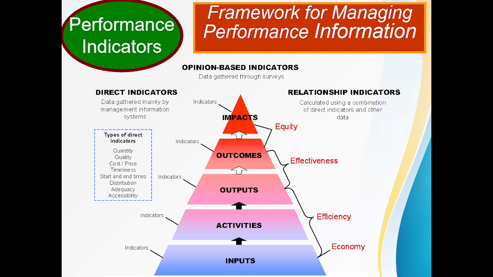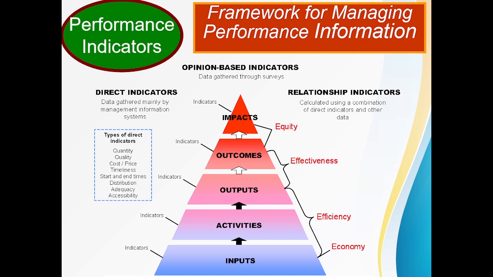Then, looking at the indicators, in the 10 steps of developing an M&E system, the second step is to develop your verifiable indicators. Here you also have to look at the hierarchy of results and how to evaluate indicators based on it. First of all, we have the direct indicators. This data is gathered mainly by the management information system. Types of direct indicators can include quantity, quality, cost or price, timeliness, start and end times, distribution, adequacy, and accessibility. The relationship between indicators is calculated using a combination of the direct indicators and other data, and data is often gathered through surveys.